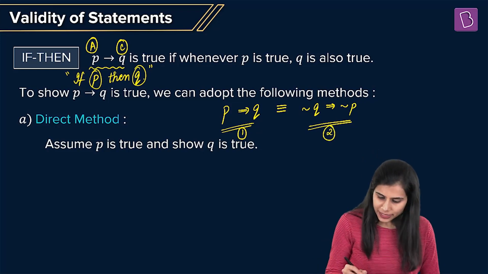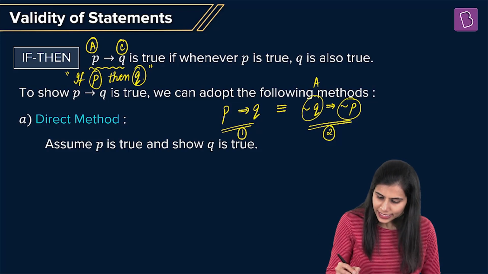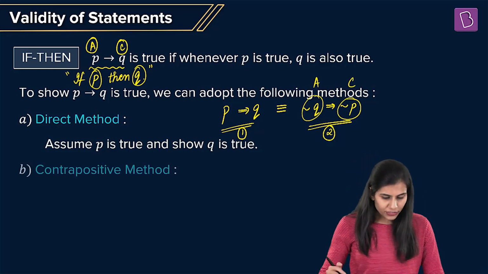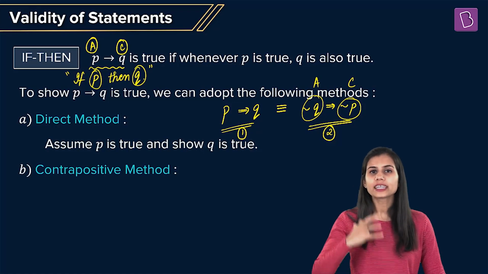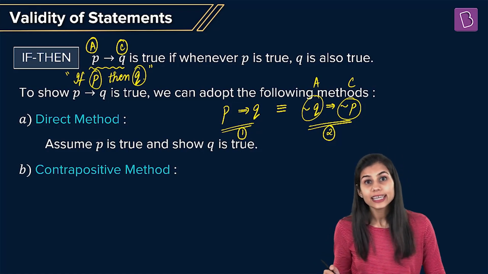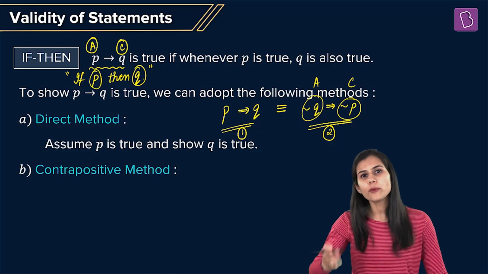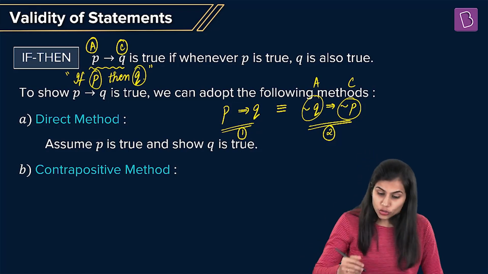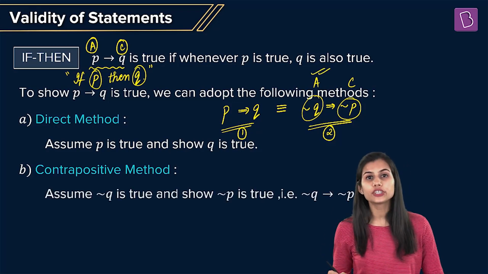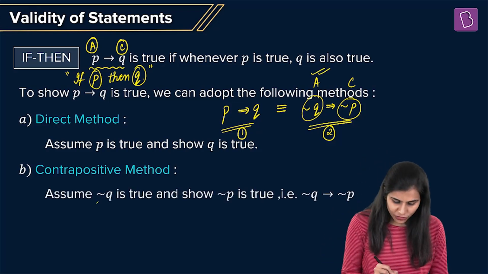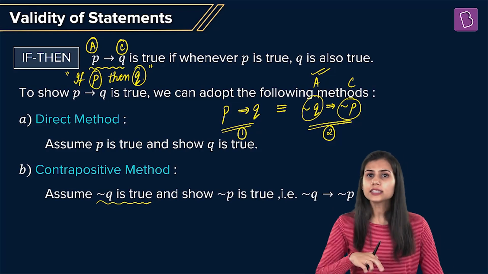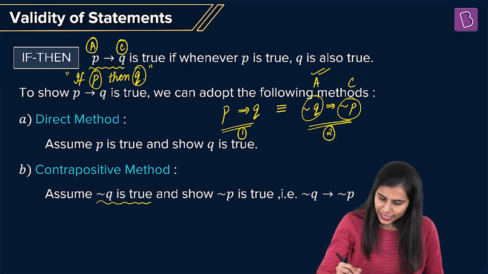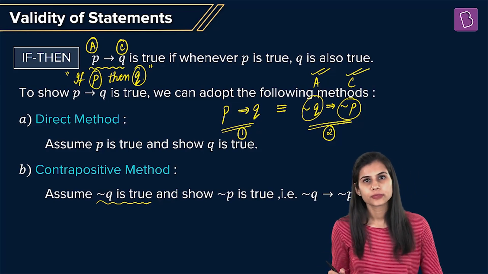In the second statement, negation Q is my antecedent and negation P is my consequent. So the contrapositive method to prove that a given conditional statement is valid is to prove that its contrapositive is valid. For that, again, what do you do? You assume that the antecedent is holding true. That means you assume that negation Q is holding true, and under this assumption, you somehow prove that the consequent will hold true, that is, negation P will hold true.